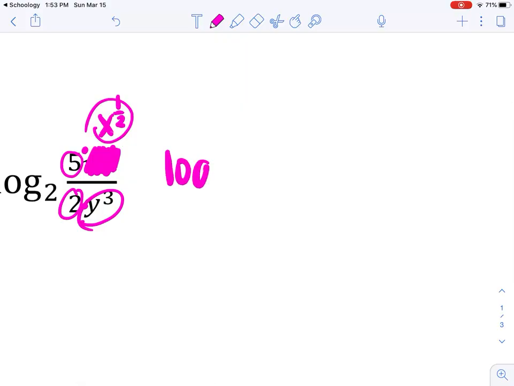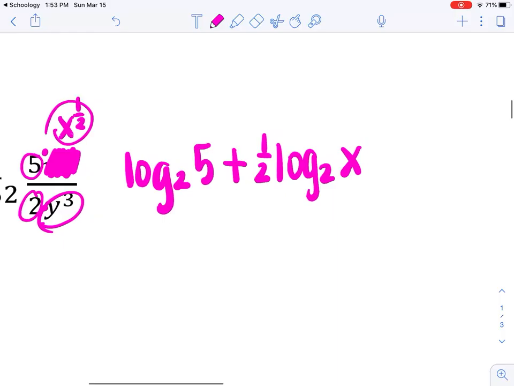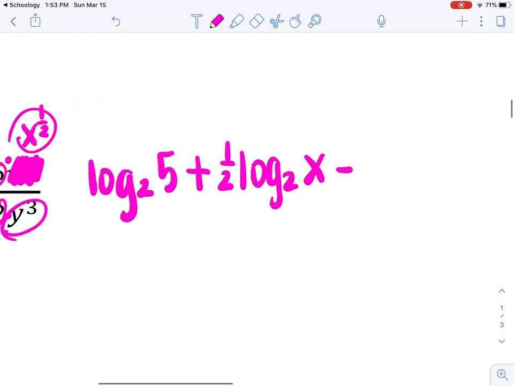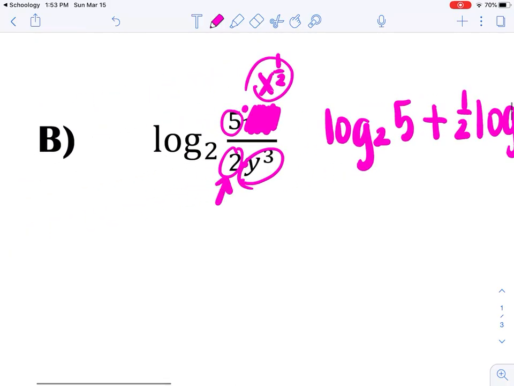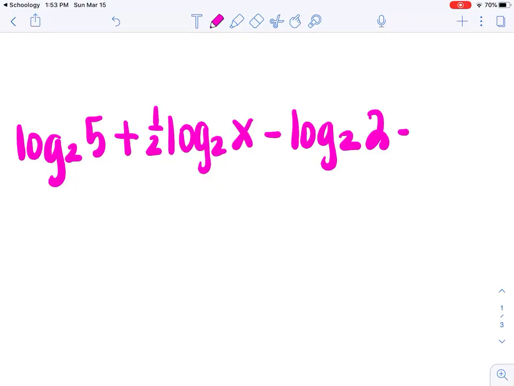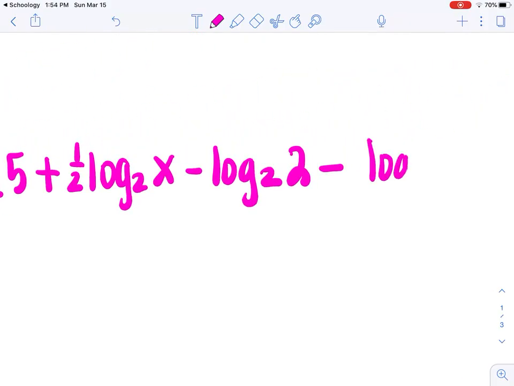So here we go. Log, notice the base is 2 on this, so it's not common log. Log base 2 of 5 plus log base 2 of x to the 1/2, but I'm not going to put that power of 1/2. I'm going to bring it in front of the logarithm. Now I'm in the denominator, so minus log base 2 of this one right here, which is 2, minus log base 2 of y cubed. Once again, since there's a cube there, I'm just going to write it in front of the logarithm.